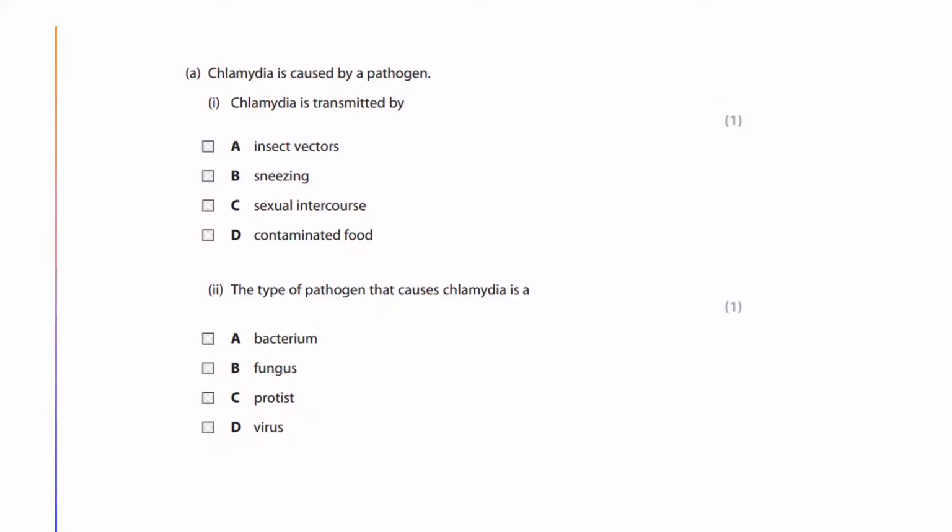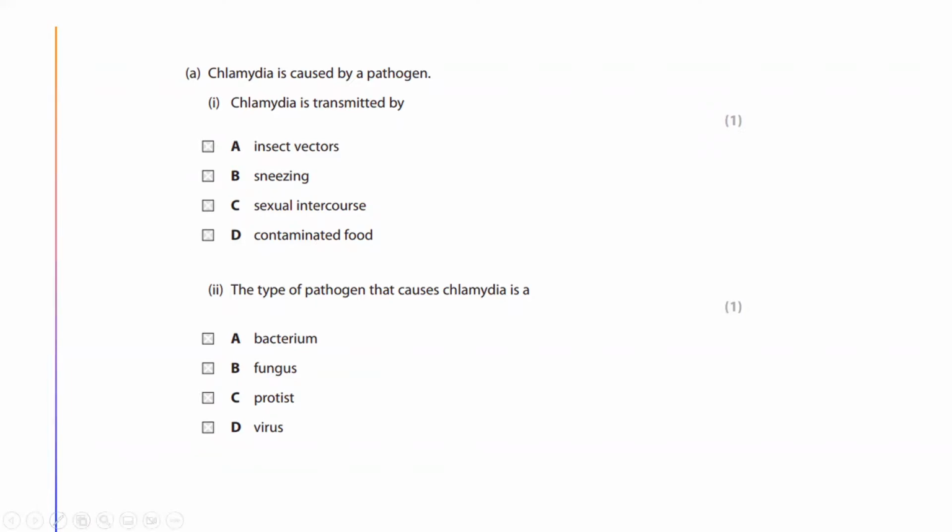Okay, so let's start with some examples from exams. Chlamydia is caused by a pathogen. Pathogens could be bacteria, viruses, protists, and fungi. Chlamydia is transmitted by insects, sneezing, sexual intercourse, or contaminated food. In this case, chlamydia is a sexually transmitted disease.